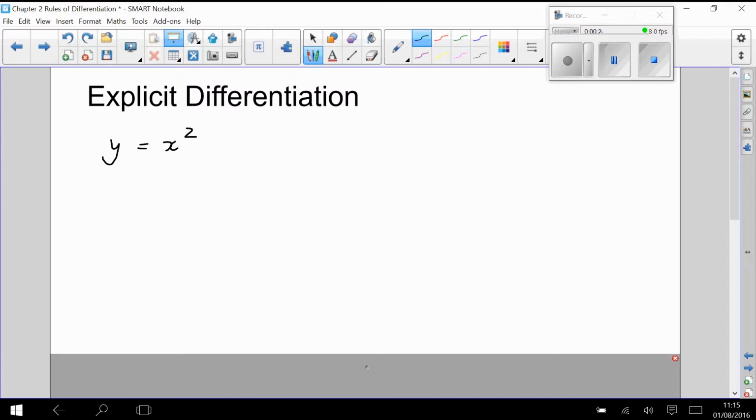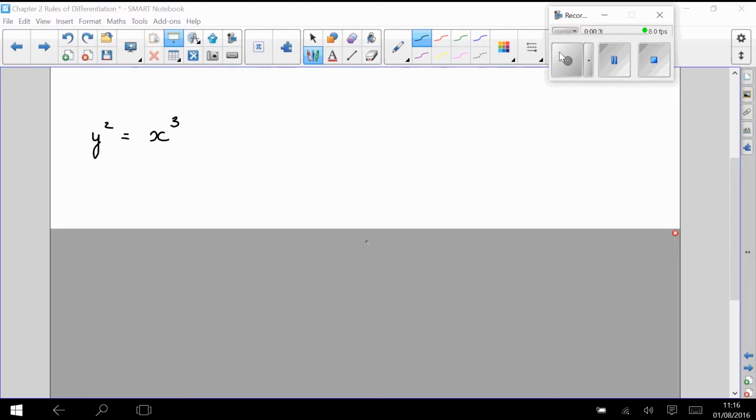So if I want to find the derivative, I would very easily be able to work it out by saying that dy by dx is going to be 2x. But what would happen if I could not get y as the subject of the formula easily? Take a look at the example I have on the screen now. You can see that y is not the subject of the formula.